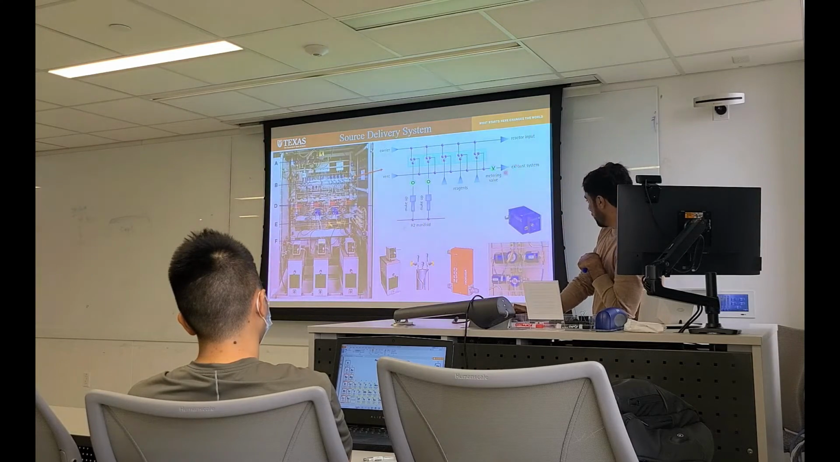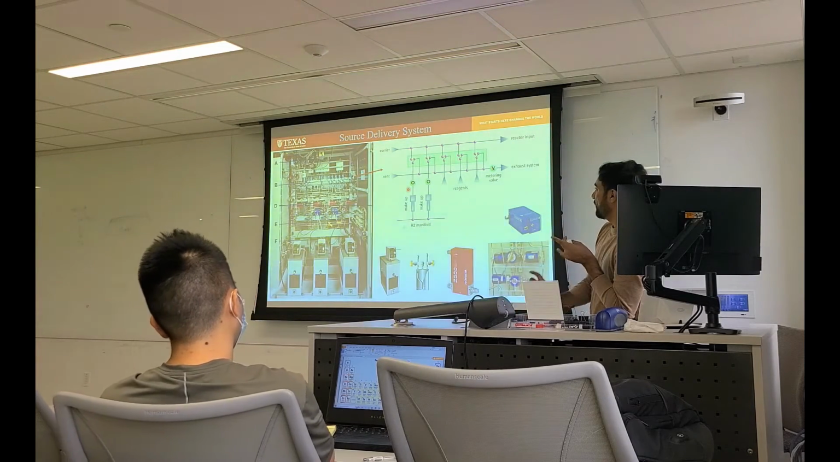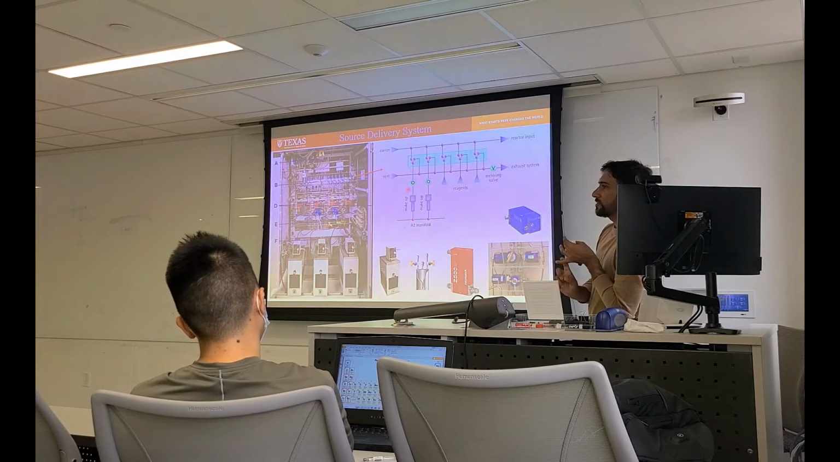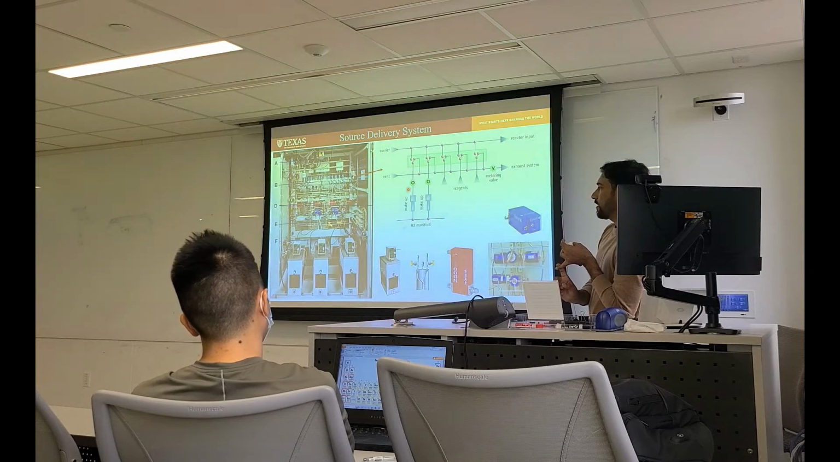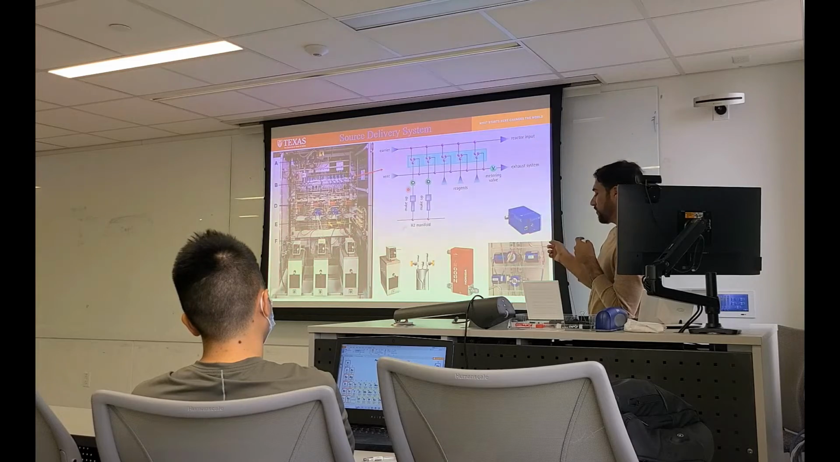So here you can talk about the pneumatic valves. There are two kinds of pneumatic valves, normally closed and normally open. Pneumatic valves are controlled with compressed air.